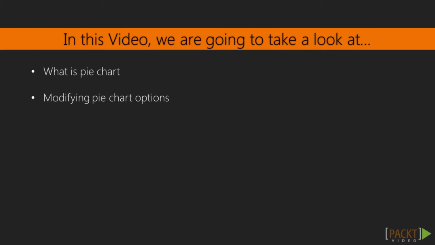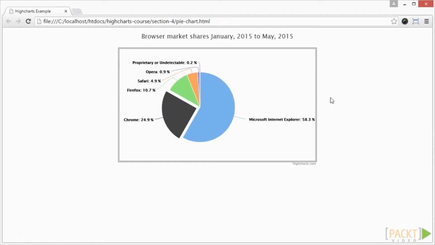A pie chart is a circular chart divided into sections, illustrating numerical proportion. In a pie chart, the arc length of each sector, and consequently its central angle and area, is proportional to the quantity it represents. Let's open piechart.html and take a look at an example of a pie chart.